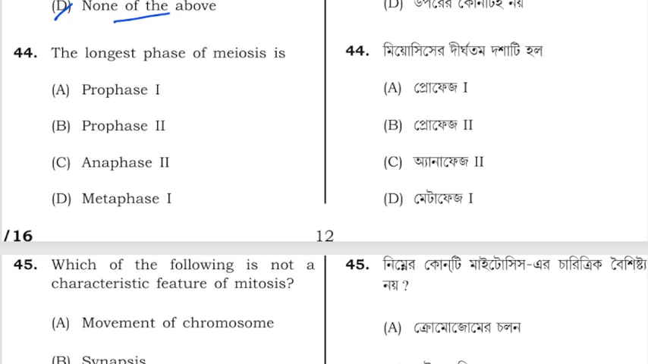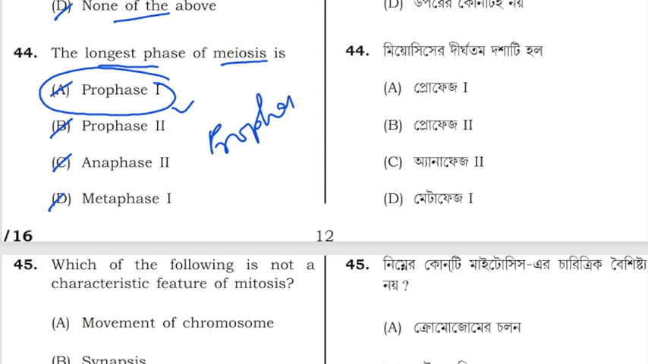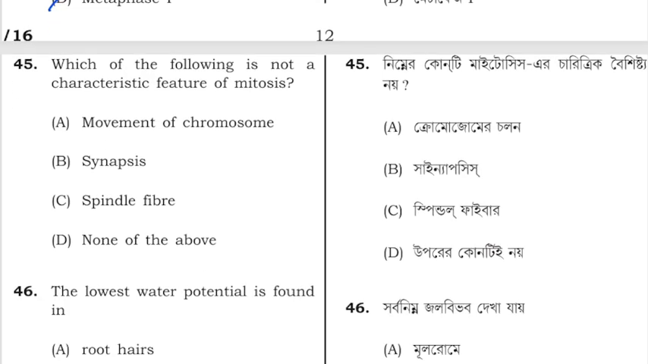Question number 44 says, which is the longest phase of meiosis? Option A prophase 1, option B prophase 2, option C anaphase 2, option D metaphase 1. So option A is correct. Prophase 1 is the largest one. Prophase 1 of meiosis 1 is the largest phase of the meiotic cell cycle.